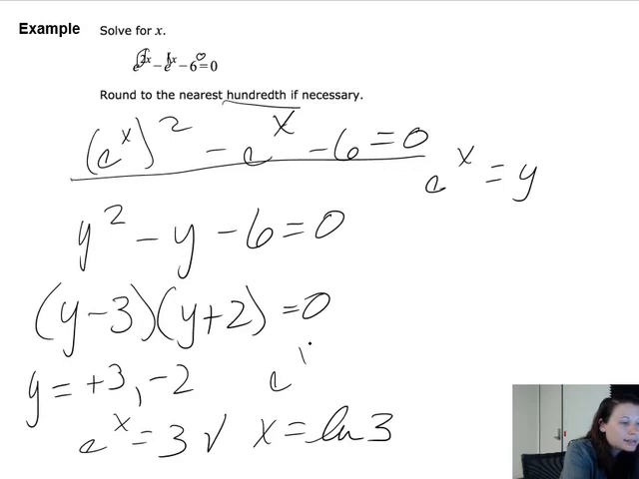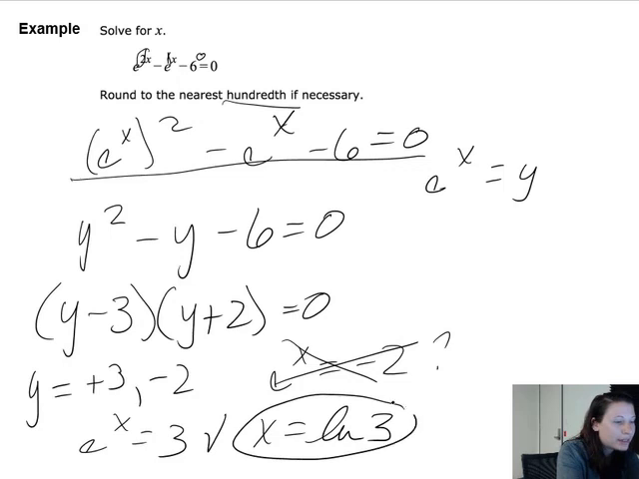But can e to the x equal negative 2? No, there's no exponent that will give us a negative number, right? So this one is off the table. We only have this solution rounded down using a calculator. So that is section 4.4.